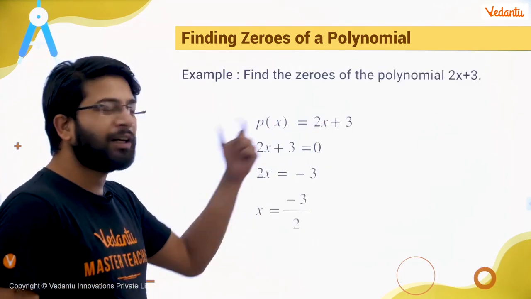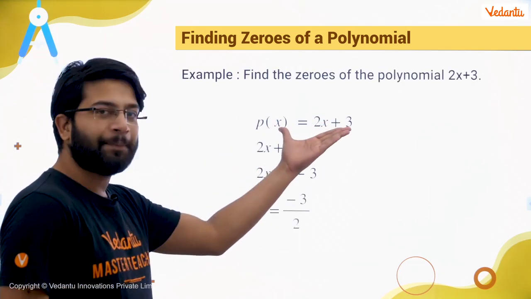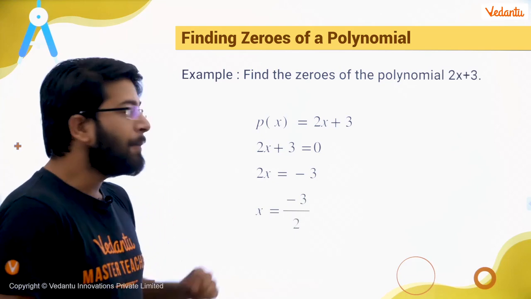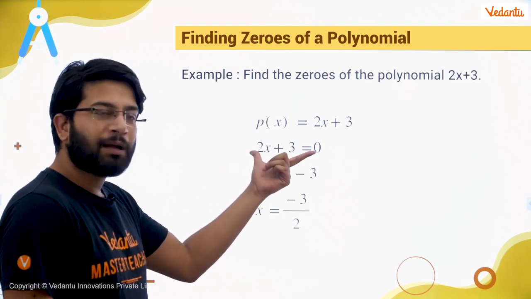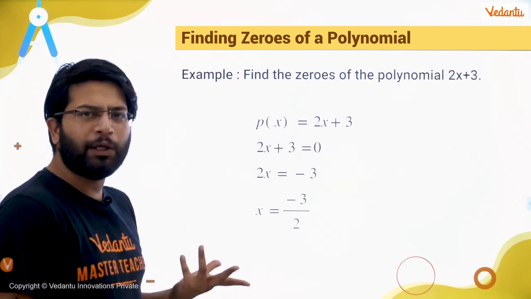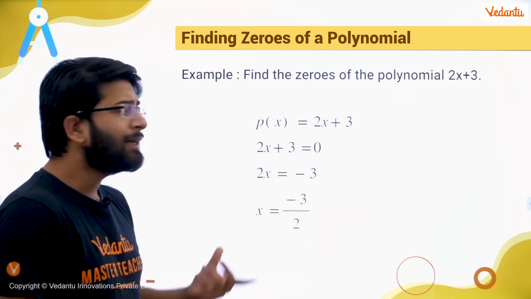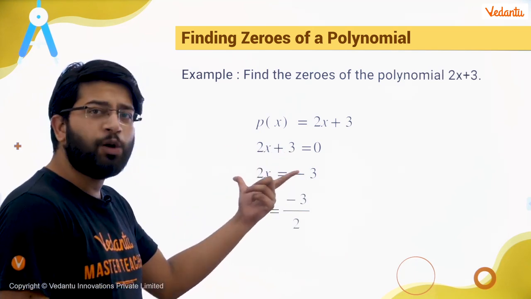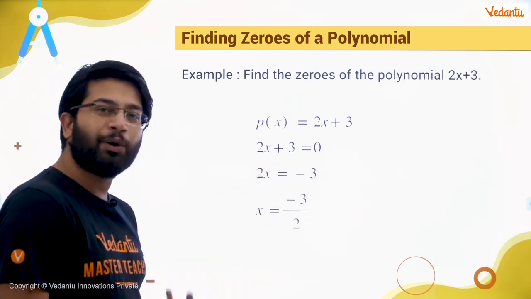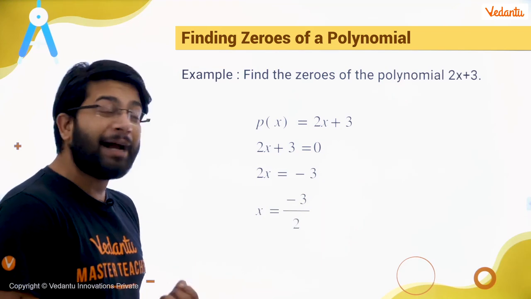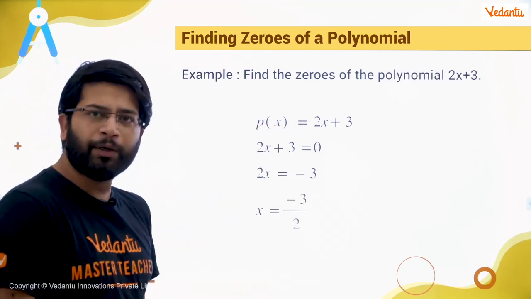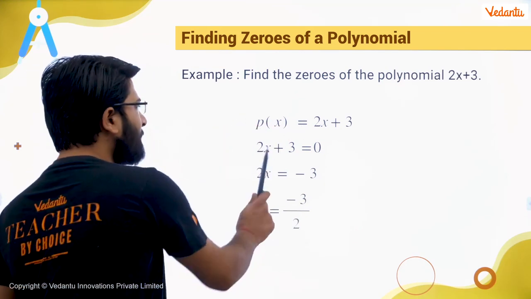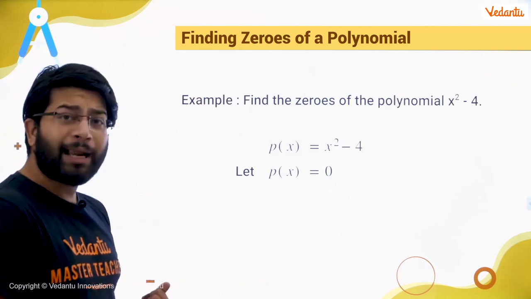Okay champ, look at the first polynomial, 2x plus 3. The first step was put the polynomial equal to 0, then factorize it. It's a linear polynomial, so no need to factorize. Then simply find the value of x. I got x equal to minus 3 by 2, and minus 3 by 2 is the zero of this polynomial. I hope it is clear. Okay, let's see one more example.